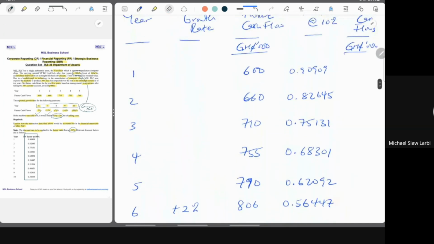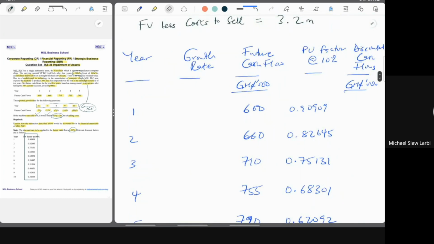So let's multiply the cash flows by the discount factors. The first one would be, we'll do 600 by this, 660 by that, 710 by this, in that order, for all 10 years. And when we are done, we'll sum everything together. So the first one, 600 times 0.90909 should give me 545.45. We can just round off to 545. Second year, 660 times 0.82645 will give me 545.45, roughly 545.